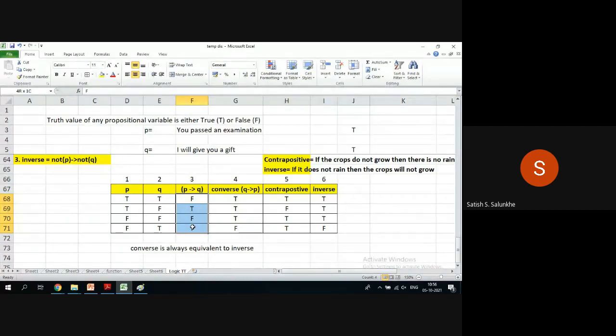Is it true, whatever we have written here? True, true. P implies Q we are writing. So this is true. True, false, false. False, false, true. Now, what is another conclusion from this? Implication is always equivalent to contrapositive.